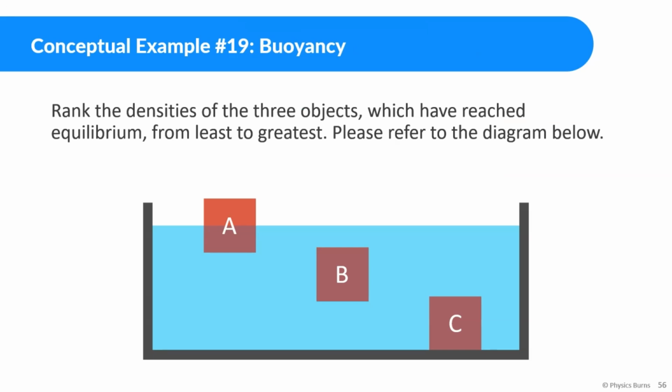Okay, now let's look at this. Rank the densities of the 3 objects which have reached equilibrium from least to greatest. Please refer to the diagram below. Okay, so pause if you need to, but here's the answer.